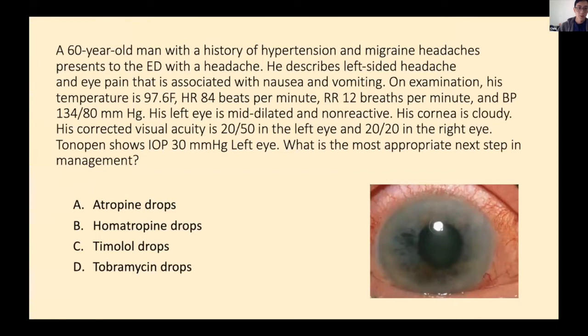Next question, a 60-year-old man with a history of hypertension and migraine headaches presents to the ED with a headache. He describes left-sided headache and eye pain that is associated with nausea and vomiting. On examination, his temperature is 97.6, heart rate 84, respiratory rate 12, and BP 134/80. His left eye is mid-dilated and non-reactive. His cornea is cloudy. Corrected visual acuity is 20/50 in the left and 20/20 in the right eye. Tono-Pen shows an intraocular pressure of 30 millimeters of mercury in the left eye. What is the most appropriate next step in management?